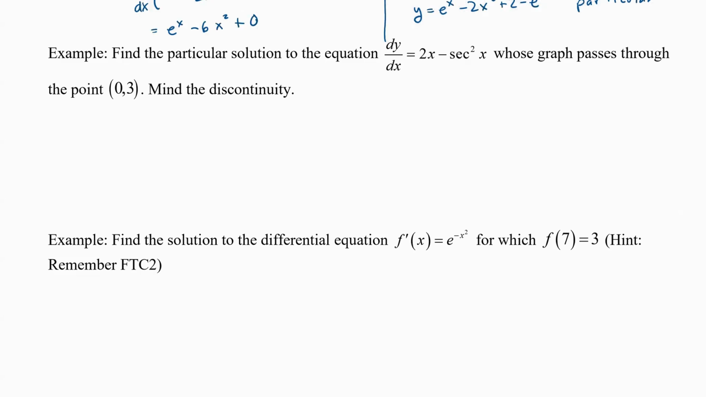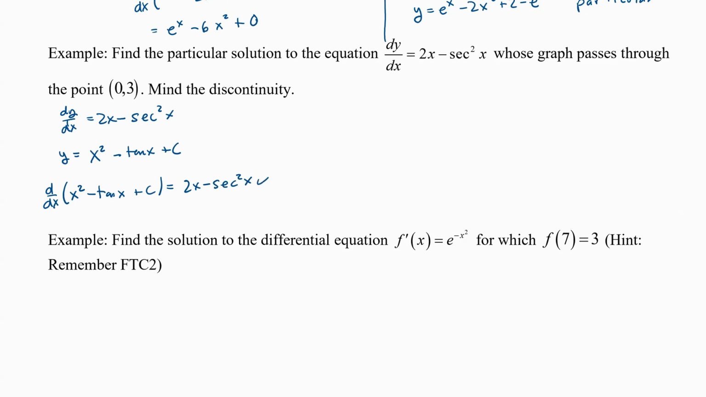So let's start with that dy/dx equals 2x minus secant squared x. y would have to be, well, what function has a derivative that's 2x? Well, that'd be x squared. And then the antiderivative of secant squared is tangent x plus c. And again, just for good measure, we can take the derivative of our proposed solution and see if we go back to our original equation. And it does. It works out. Great. So what about that particular solution? Well, let's take our general solution.